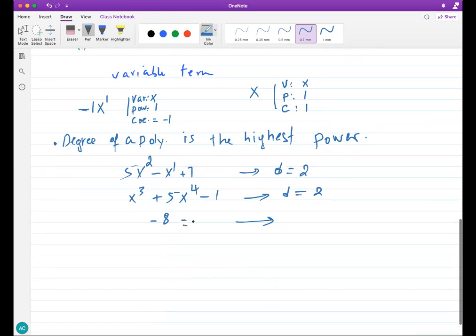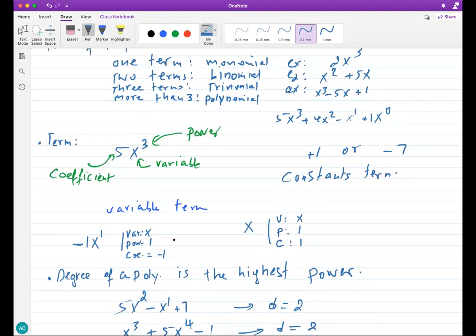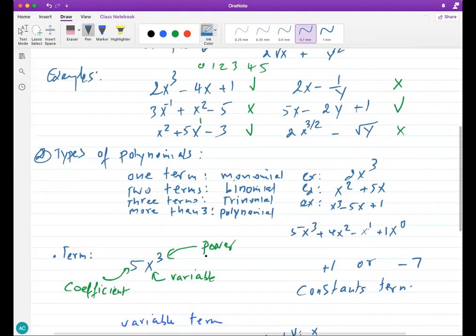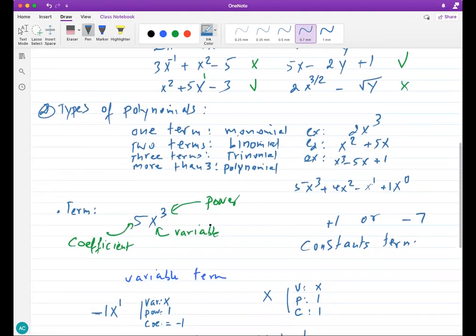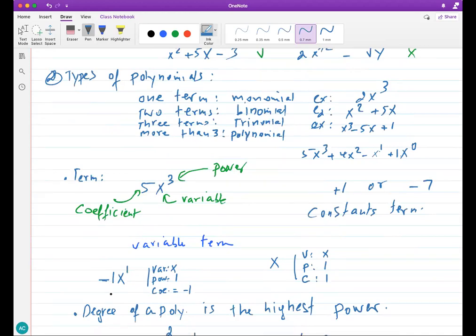So this one is the same as this, because this one is 1. Negative 8 times 1 would be negative 8. So the degree here is 0, because it's a constant term, there's no variable. But if you want to put a variable, it's okay to put this. It's invisible. It does not change because that's 1. So that's the degree. Okay, term, coefficient. So remember all these terms. The homework may ask you to identify the coefficient, the power, the degree, the name of the polynomial, and so on.